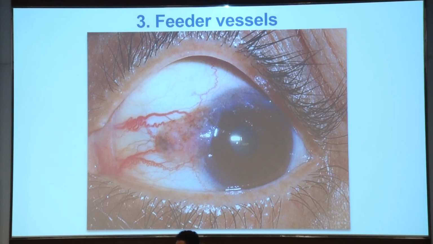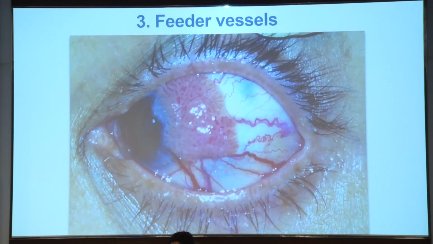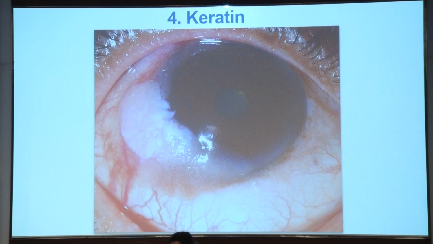So the third point is feeder vessels. So you see prominent feeder vessels coming from the fornices and entering the tumor. So that's another red flag. Another patient presented with lots of feeder vessels, and you also see a papilliform large epibulbar mass, and the feeder vessels are adding to it. So for the fourth point, it will be keratin.